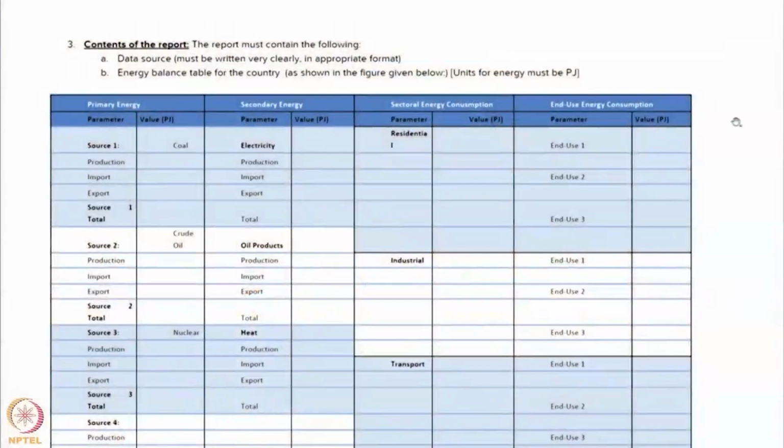users. As you can see in the slide, we asked them to construct a table which shows the different sources that are there. The students were asked to collect data for different countries of their primary energy uses and the amount of energy that goes into secondary sources like electricity, their uses in different sectors like residential, industrial and transport, and their breakup into different end uses like lighting, air conditioning, etc. A lot of this information can be found on the website of the International Energy Agency as well as the United States Energy Information Administration.